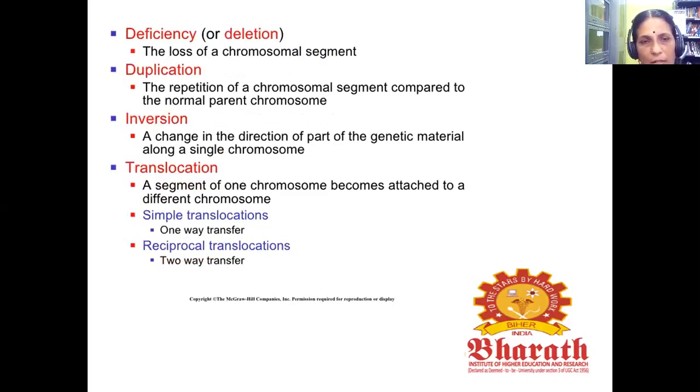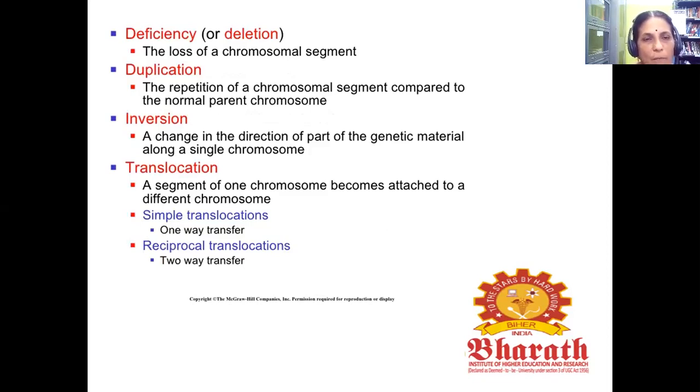Deficiency or deletion is the loss of a chromosomal segment. So deletion is nothing but the loss of a chromosomal segment. Next one is duplication, the repetition of a chromosomal segment compared to the normal parent chromosome. What is duplication? It's nothing but the repetition of a chromosomal segment compared to the normal parent chromosome.